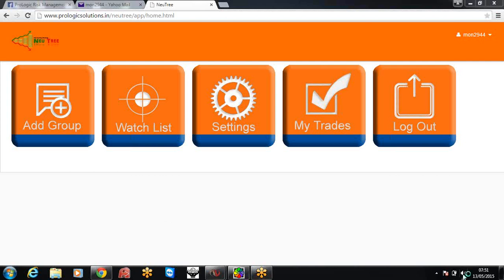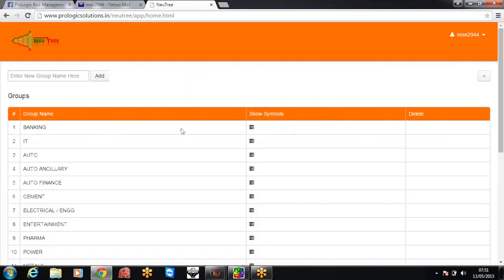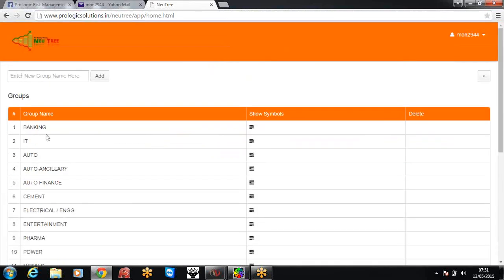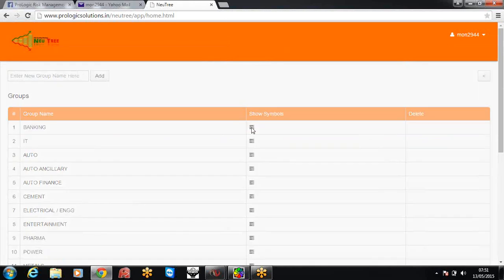This is the paid trading application that we have. It's a very simple software. We have something called watch groups. Here we add the scripts that are there for a particular group. Now let's say banking. Now we add all the banks.